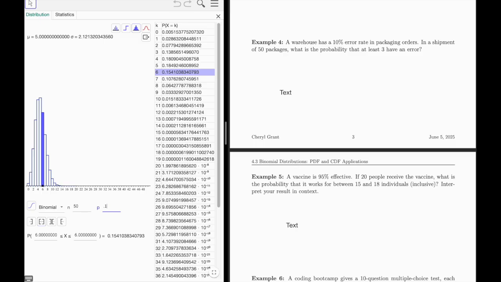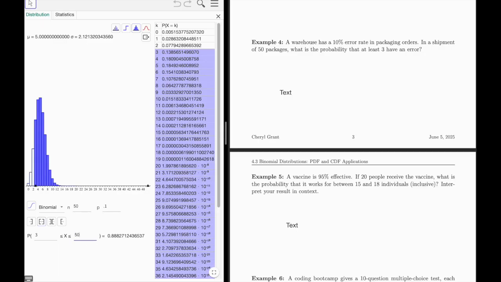And we're looking for the probability that at least 3 have an error. So it's 3 or more. So we want to go from 3, putting in 3 to 50. So that probability is 0.8883 because this 7 makes the 2 round up to a 3. So we're going to write the probability that X is greater than or equal to 3 is equal to 0.8883.